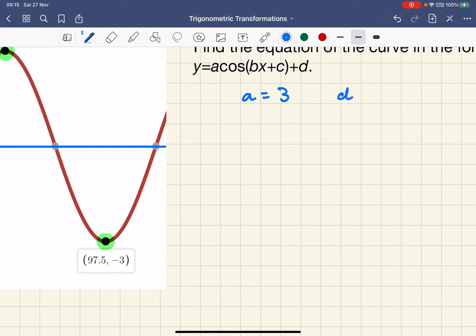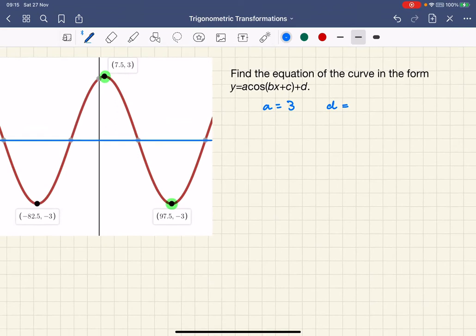Next I'm going to work out my D value. Now normally when I times a cosine graph, it normally starts at 1, or has a maximum point of 1. So I've timesed this by 3, so I've stretched it vertically upwards to 3, and that is my maximum point here at 3. So I haven't added on anything or taken anything away, so my D value is nothing.